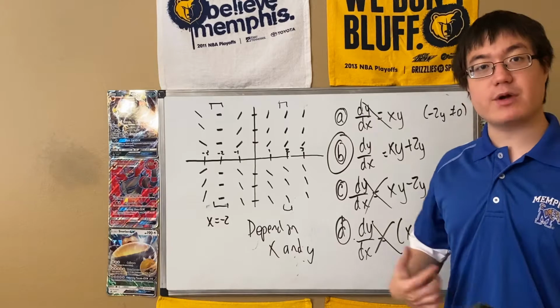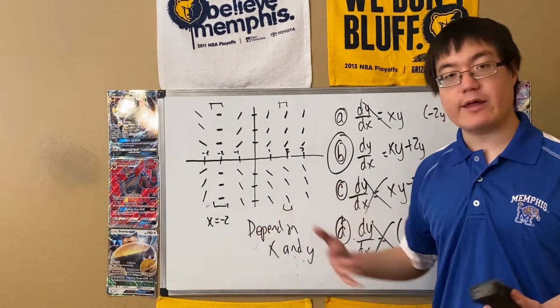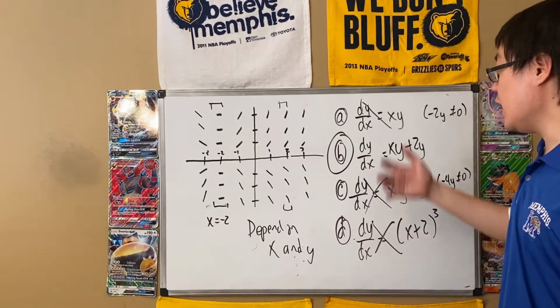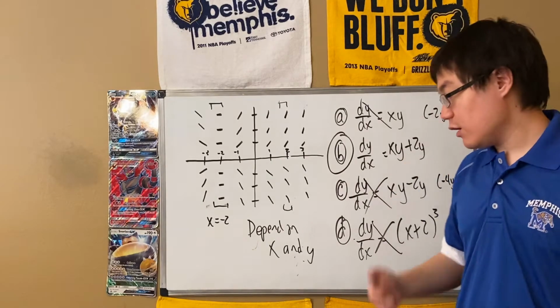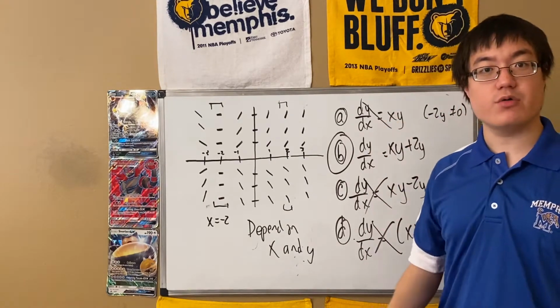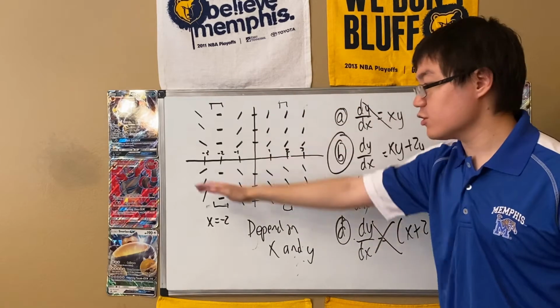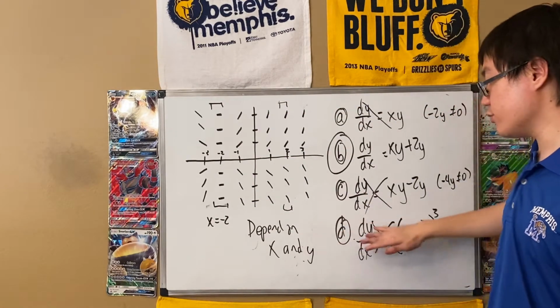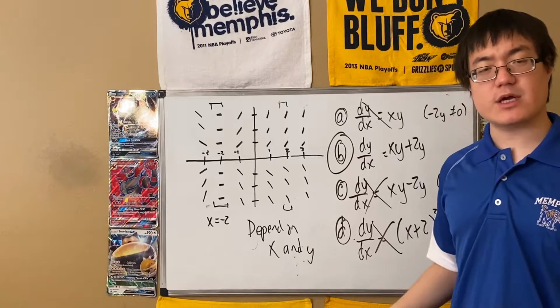What we did is we first recognized where a column was equal to zeros. In this case, it was x is equal to -2, and then we plugged it in. Finally, we looked at whether something depends only on x, only on y, or both. In this case, our slope field depended on x and y, so we ruled out the one that only had x's in it. And that's how you do these questions.